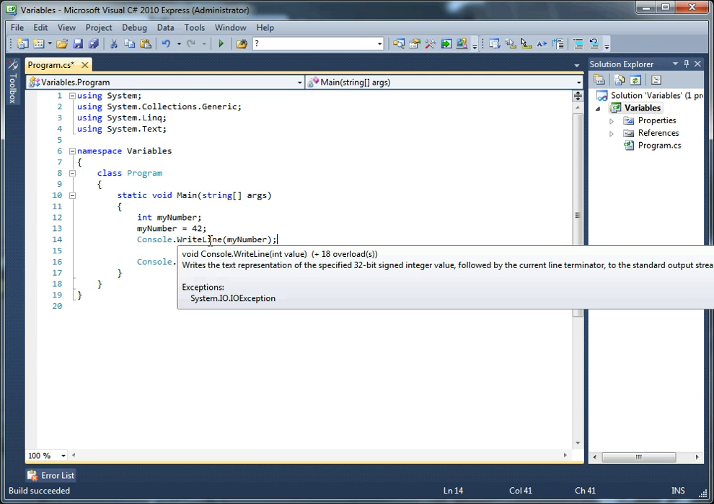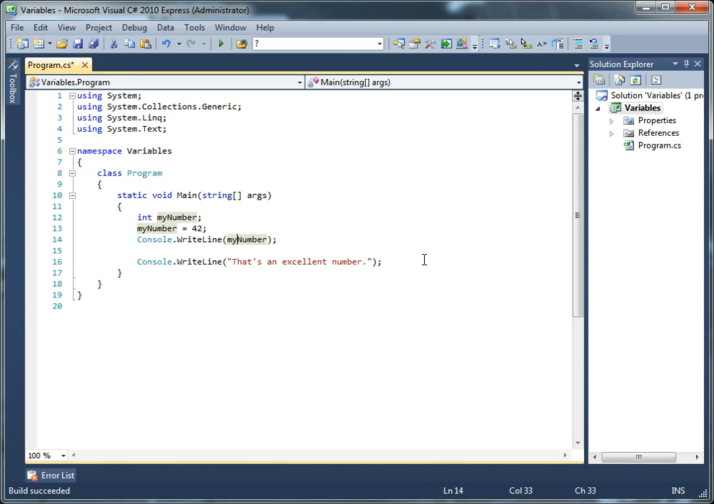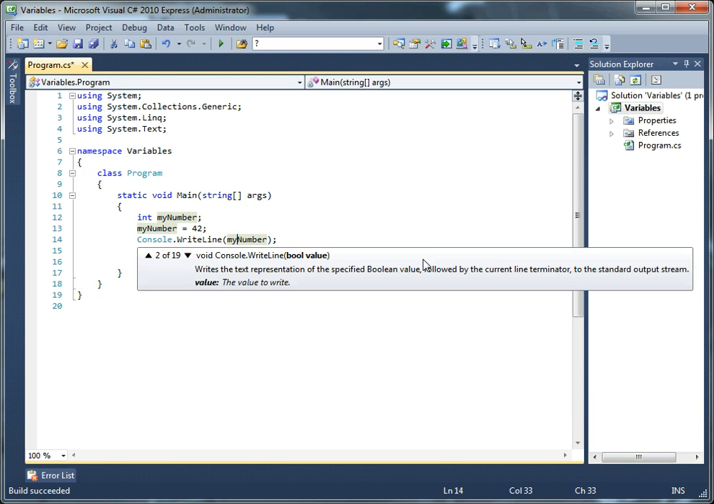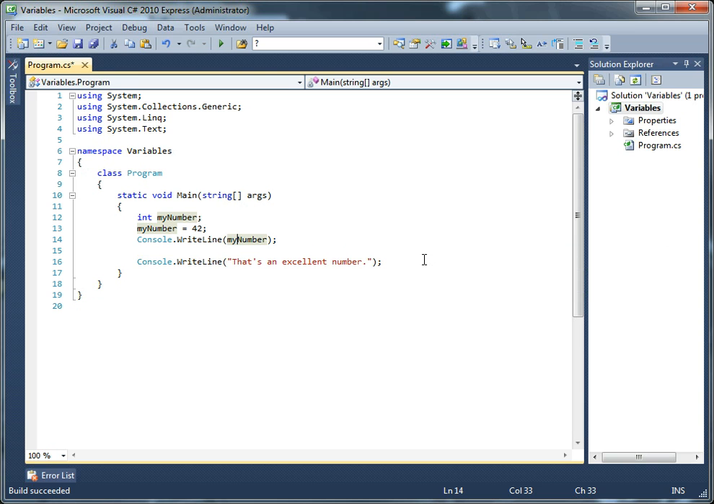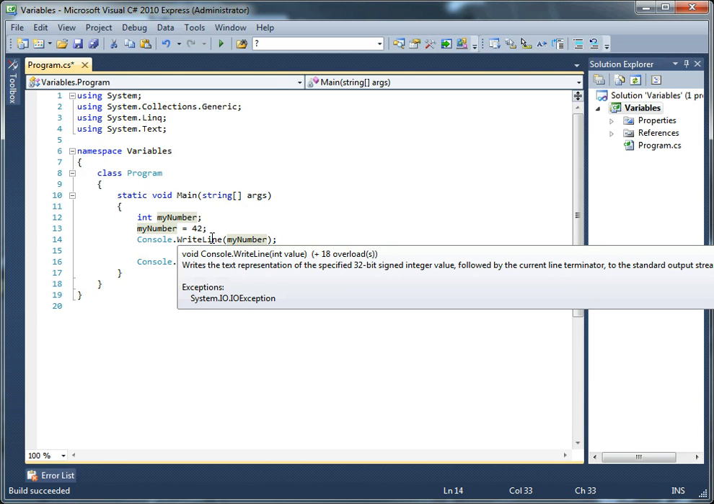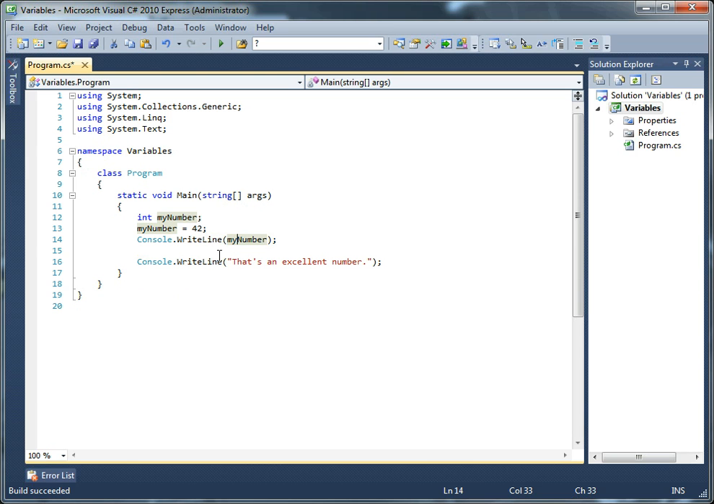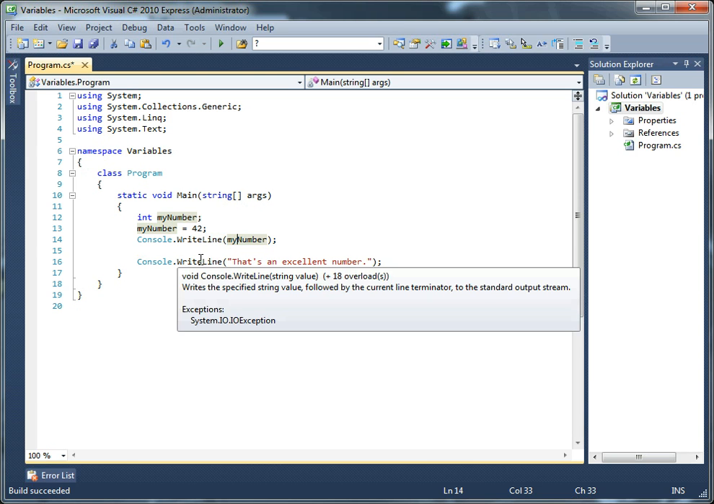If you recall from one of the previous videos, there's many different versions of WriteLine. We can see them by going inside here, hitting Control-Shift-Space, and there's quite a few. But the one that we're using here is the one that takes a single integer value. Also, if we hover over the WriteLine where we're writing out that's an excellent number, we can see that this one is calling the overload which takes a single string value.